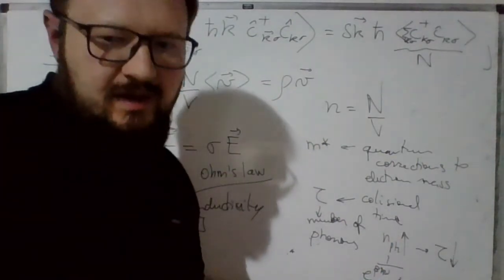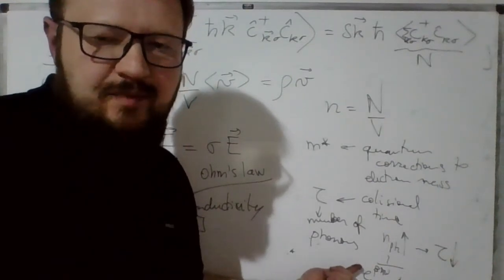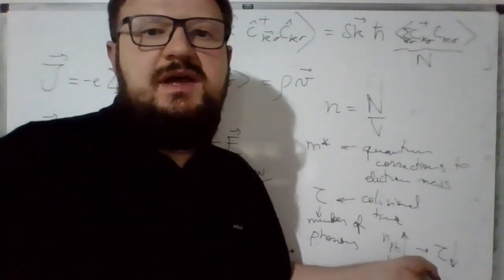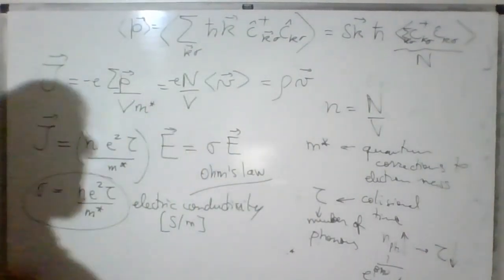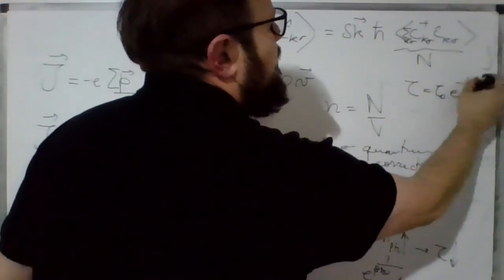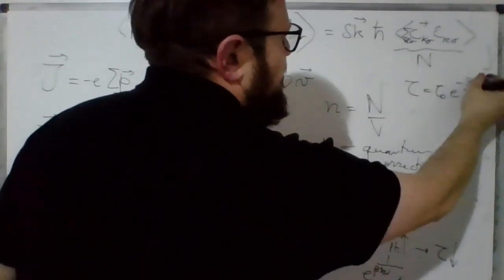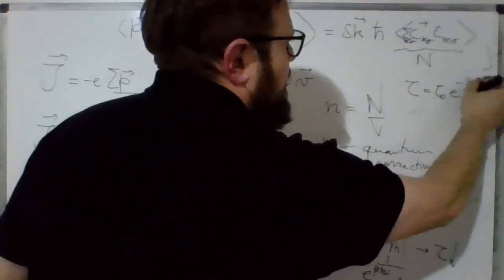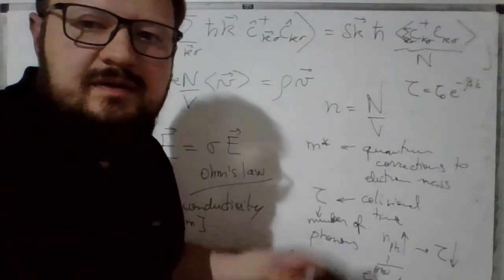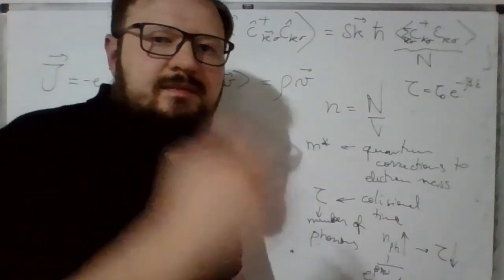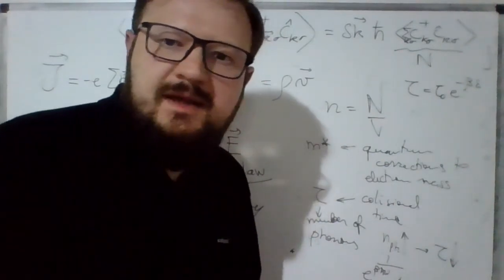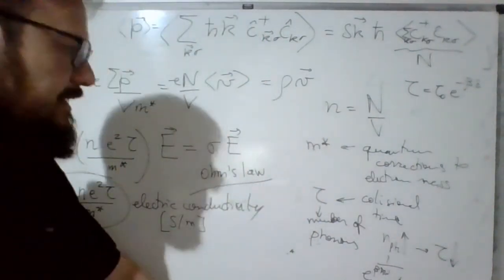So this introduces a temperature dependence, which eventually could be exponential. So the conductivity, this tau here, is something like tau 0 e to the minus some function of temperature, minus beta e naught or something like that. But of course, if you increase the temperature of your system, the conductivity will be lower.